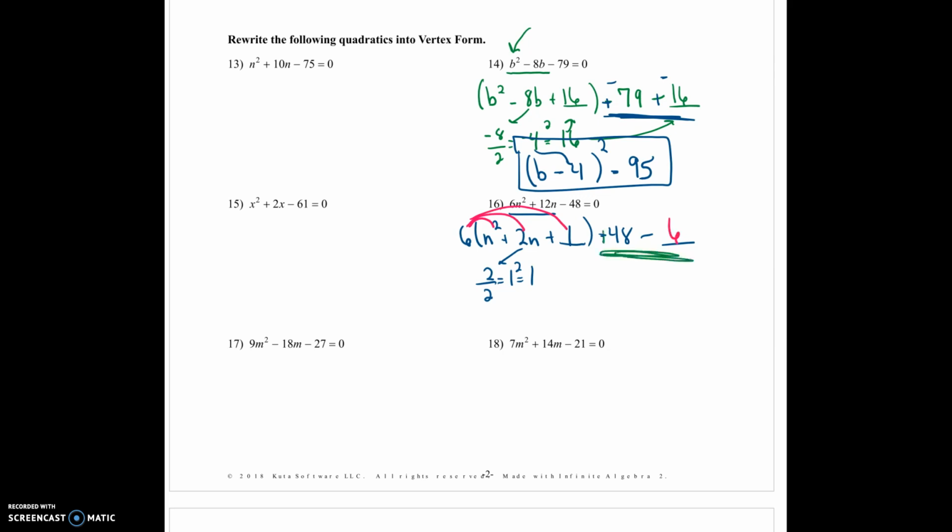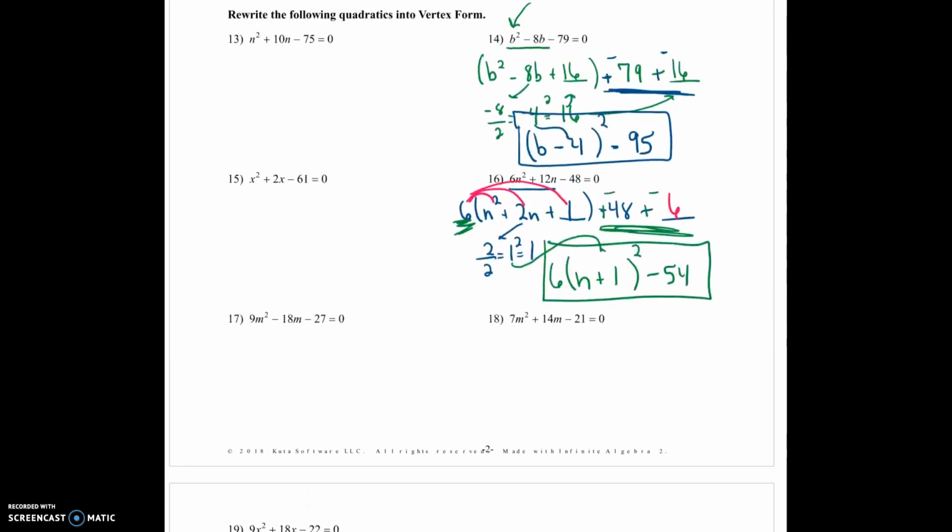From there, I always start by focusing on the things on the outside. Again, maybe you want to add the opposite, but -48 and -6 is -54. In the parentheses squared will be n because they use the letter n, and this one. And then hopefully you don't forget about that GCF of the 6 that you took out, and now it is in vertex form. So that is how you do 17, 18, and 19.